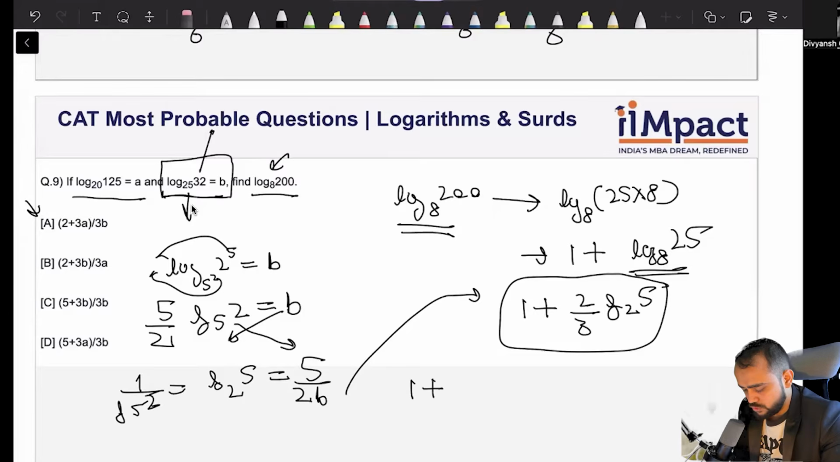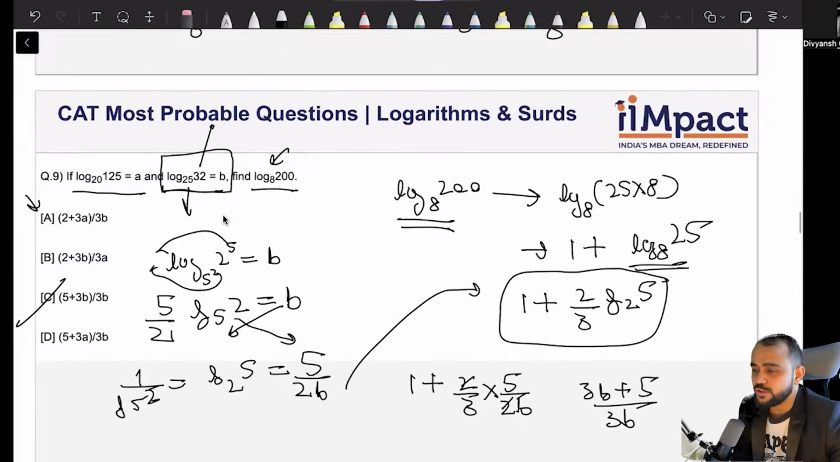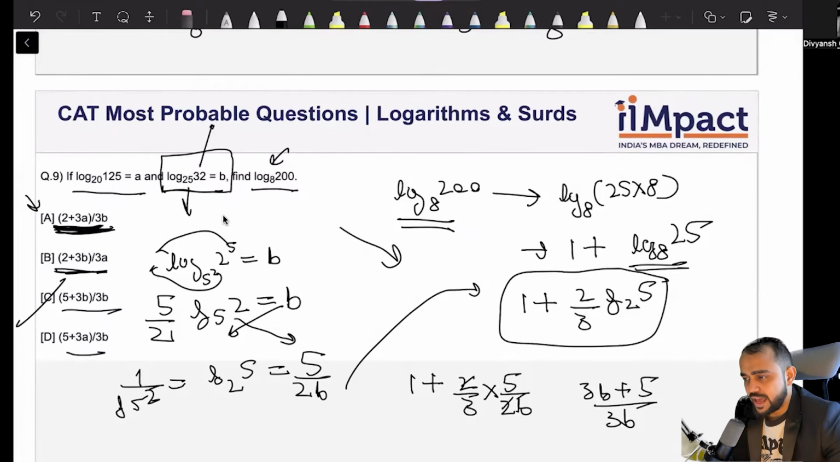I'll get 1 plus 2 by 3 into 5 by 2B. And this will give me 3B plus 5 divided by 3B as my answer, which is option number C. So the answer for question number 9 is option number C. So again, you could have hypothetically calculated the values, and it would have worked. That is fine. You could have calculated what this value is, what this value is, and so on. But I think a little bit of time for observation and simplification can save you a lot of hustle.